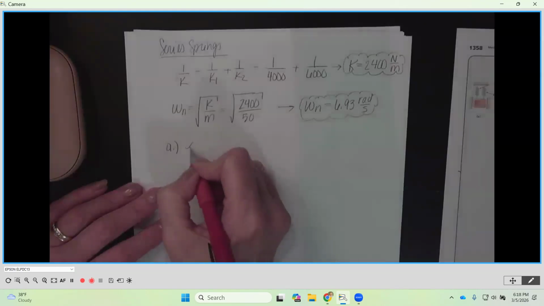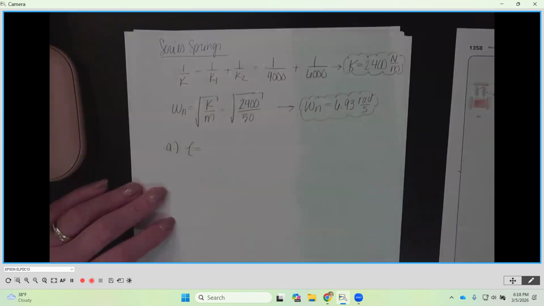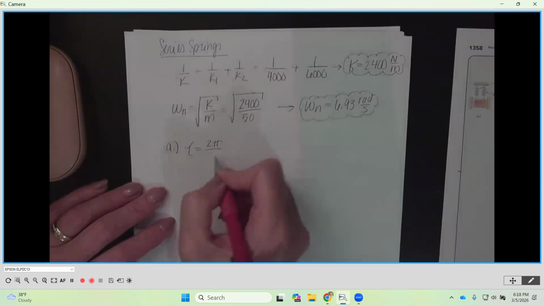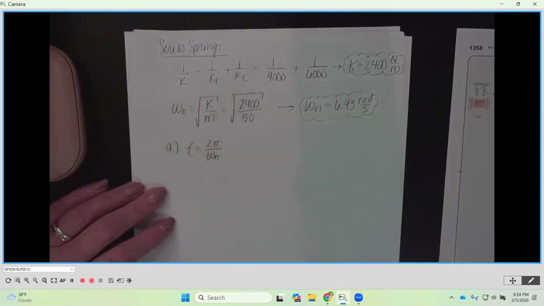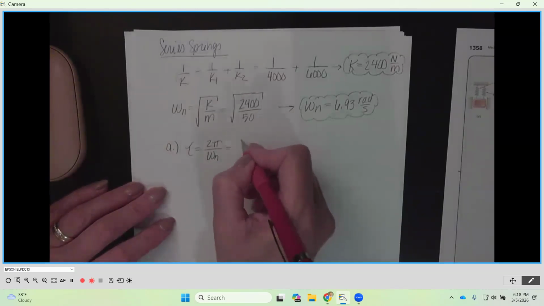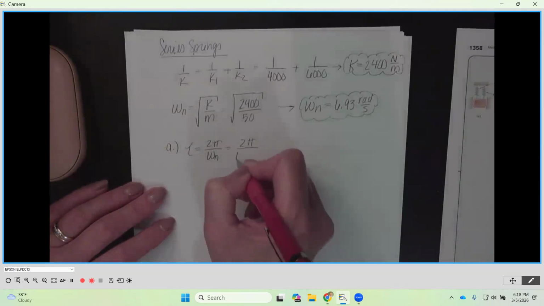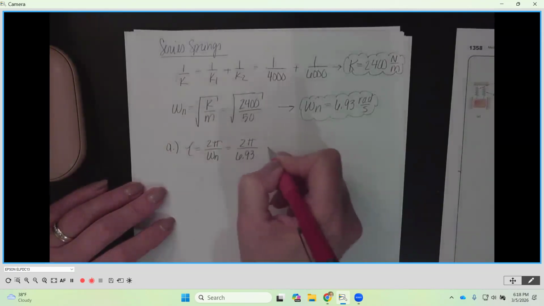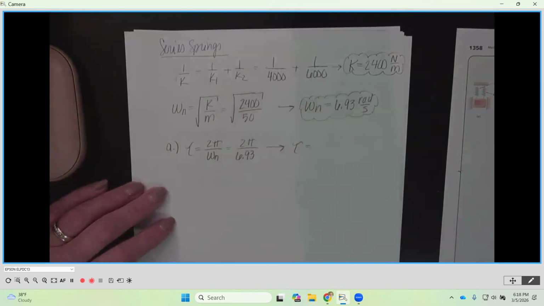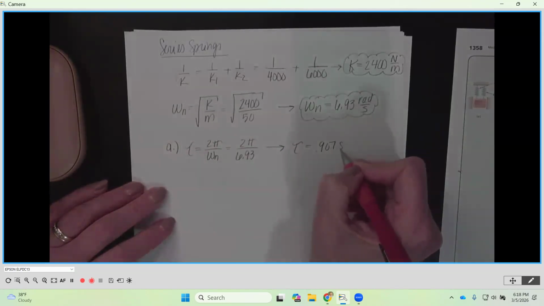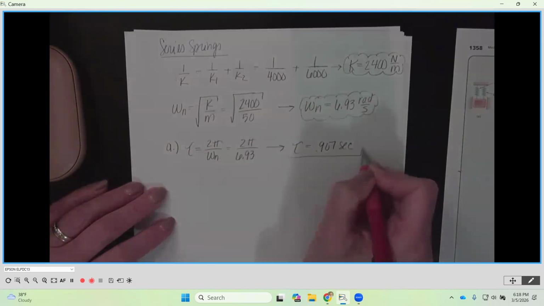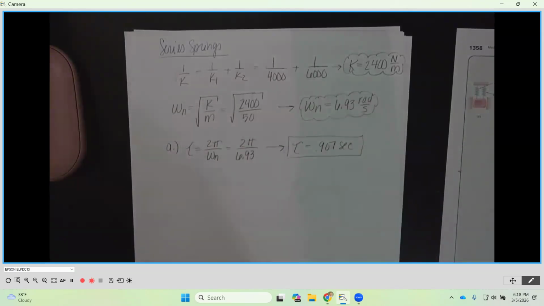All right. So then our period is going to be equal to 2 pi over that natural circular frequency. How many times have I said that this class period so far? It's going to be equal to 2 pi on top divided by 6.93 on the bottom. Our period is going to be equal to 0.907 seconds. So this is how long it takes to do one vibration up and down.